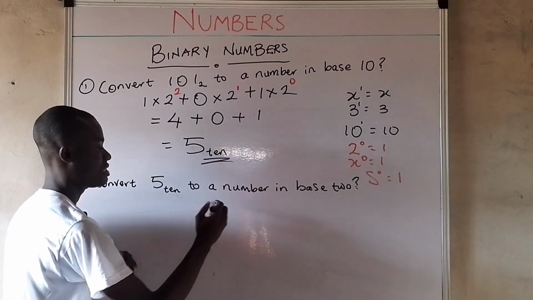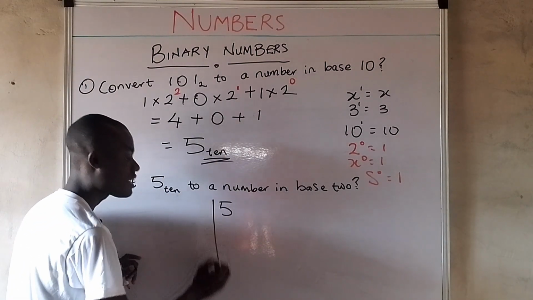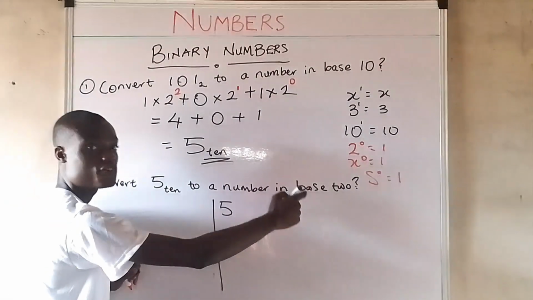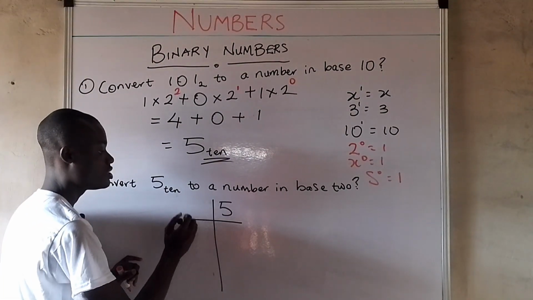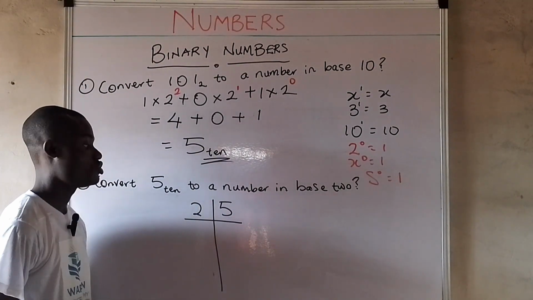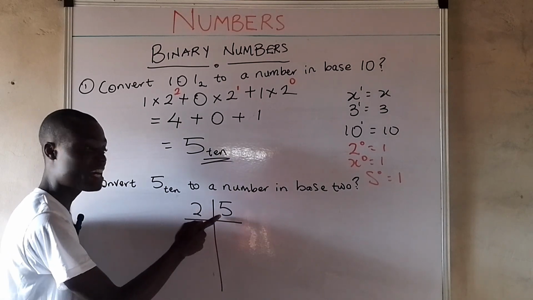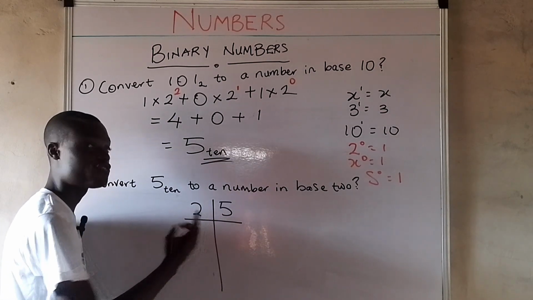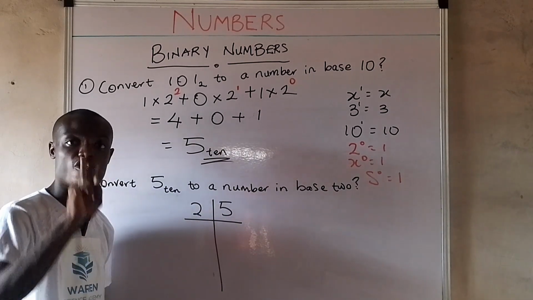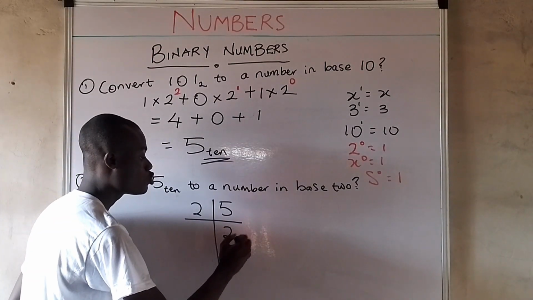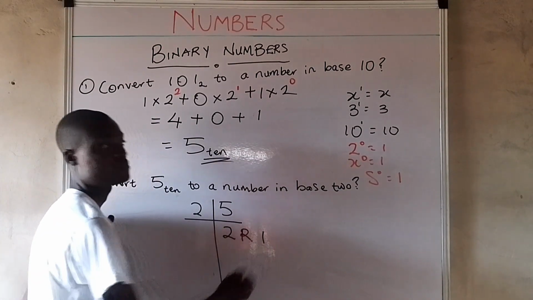So we have a number in base 10, which is 5. We are converting it to base 2. Hence, we are going to divide with 2. We are going to divide continuously with 2. Now, when 2 divides 5, 2 can divide 5 2 times with the remainder of 1. So this will become 2 remainder 1.